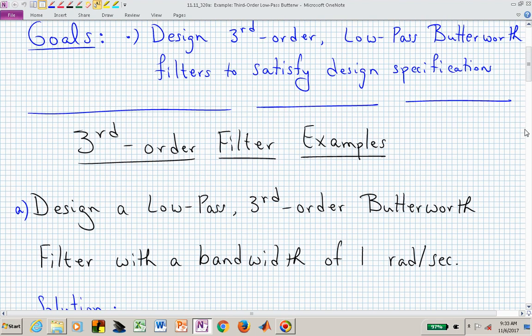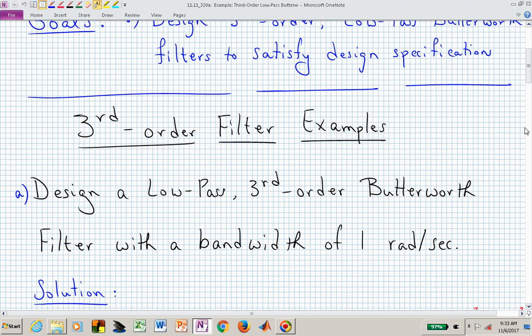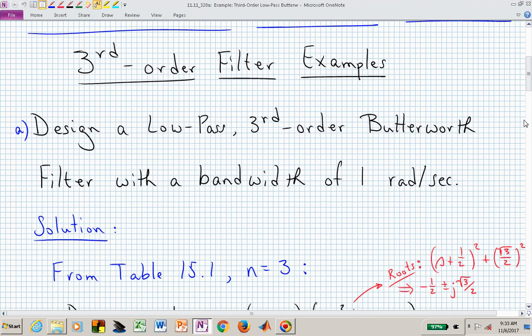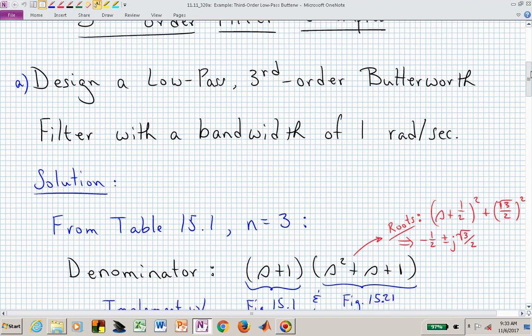So let's now design a low-pass third-order Butterworth with a bandwidth of 1 radian per second, and that's really the bandwidth by default. All of our filter polynomials, or those particular factors in table 15.1, are designed to produce a bandwidth of 1 radian per second. We then have to simply go to table 15.1 and find n equal 3.